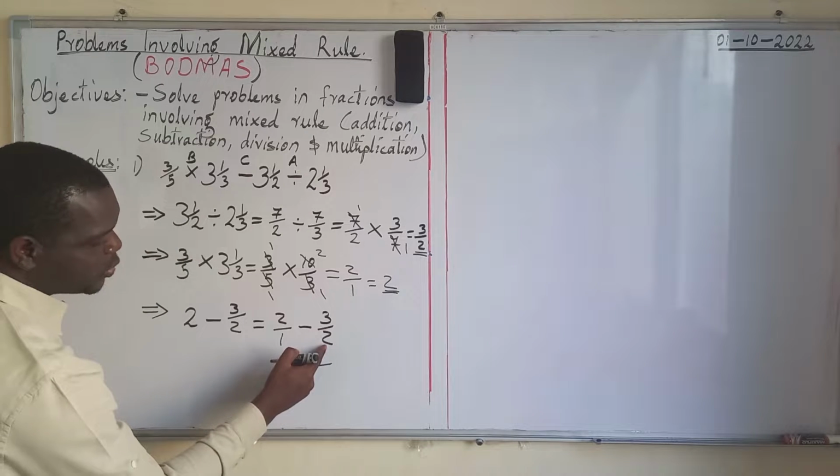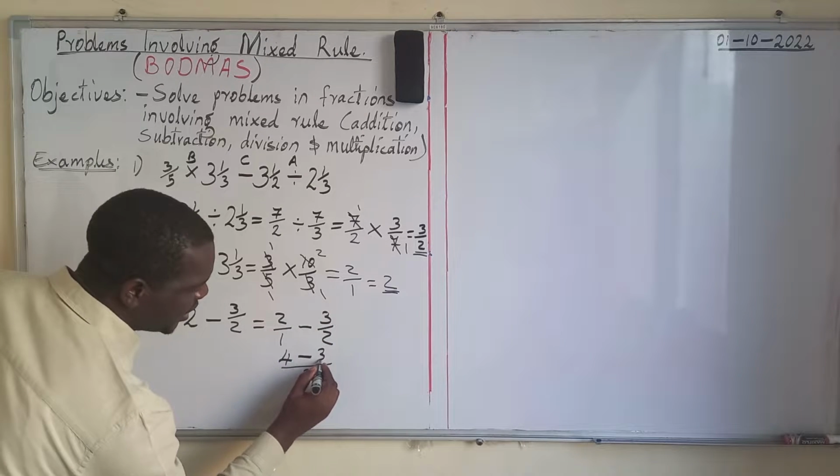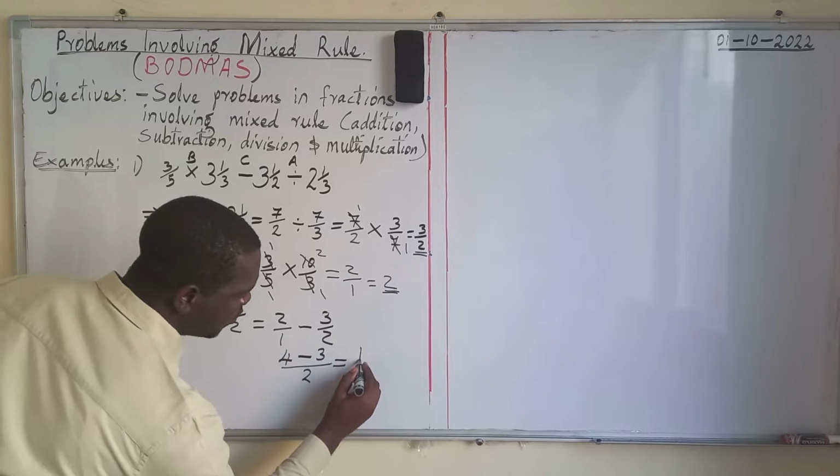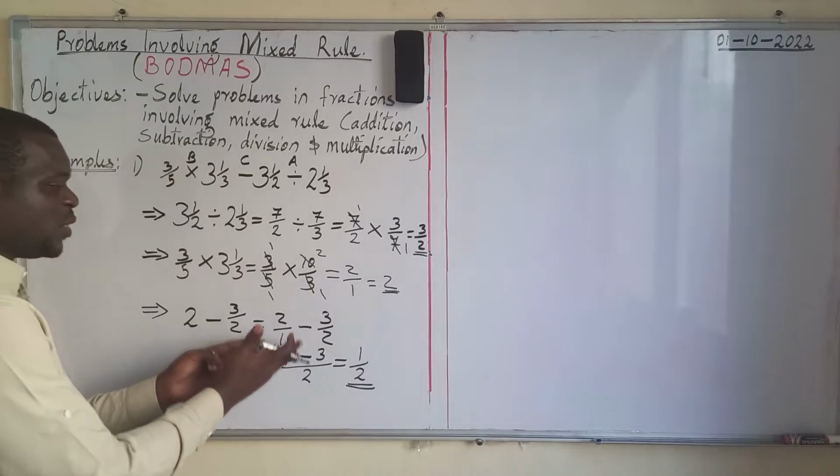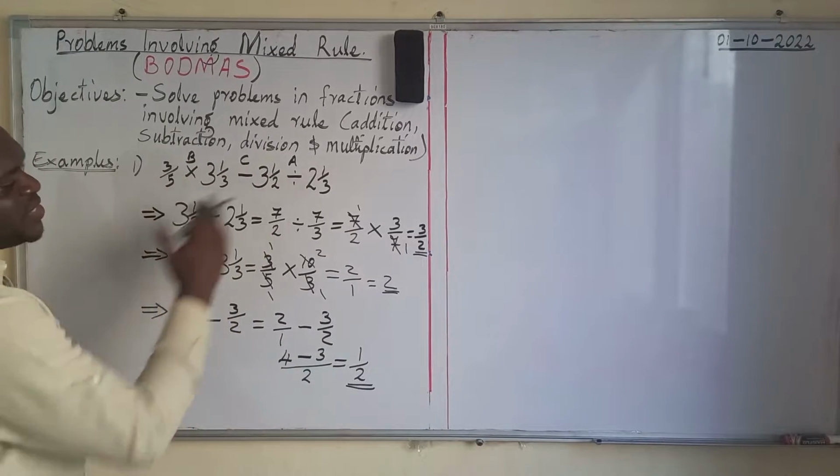2 divided by 2 is 1. 1 times 3 is 3. 4 minus 3 is 1/2. And that is our final answer. So this is what you do if you find a question as such.